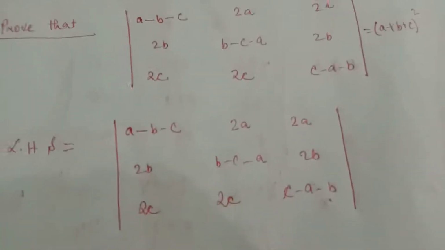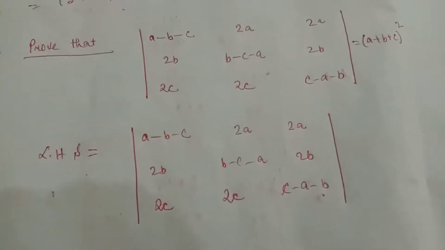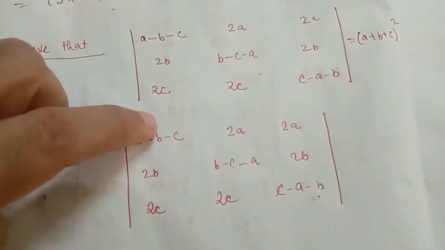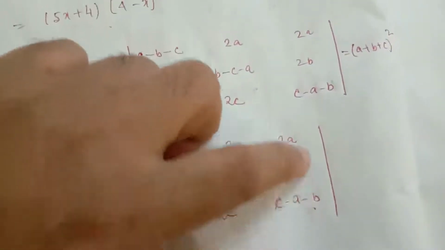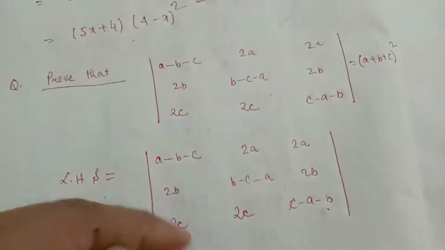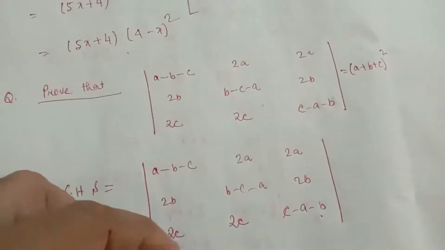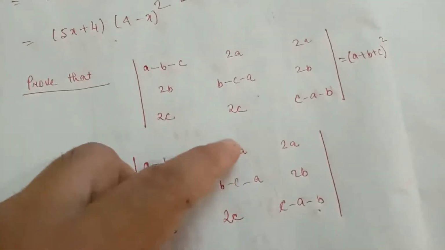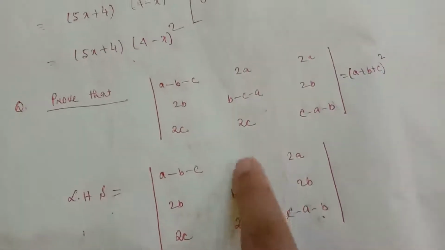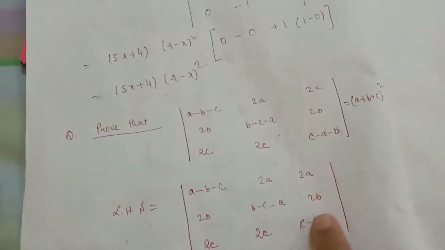Now, in a question on determinants, always first think in that way: if we add these three elements, whether the total becomes the same or not. You can check here. If we add these three, we will get a+b+c. If we add these three, again we get the same, a+b+c. And if we add these three, the total will be a+b+c.